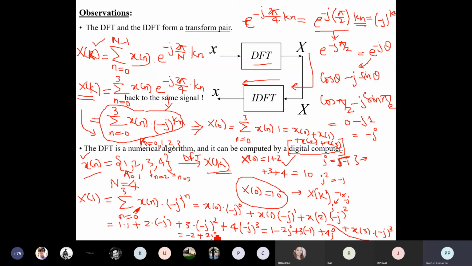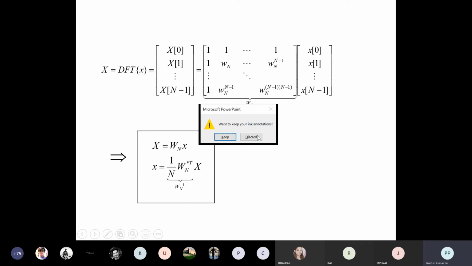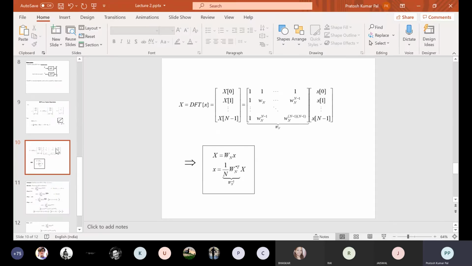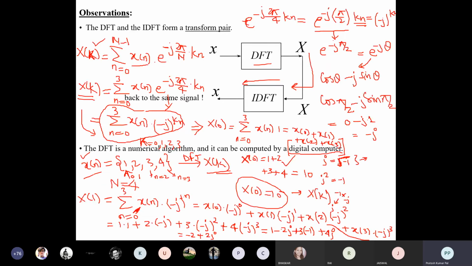ठीक है, so हम नेक्स्ट स्लाइड में चलेंगे. जस्ट वेट. We will have an extra page. Okay, so up to here तो आपको ध्यान देना है.